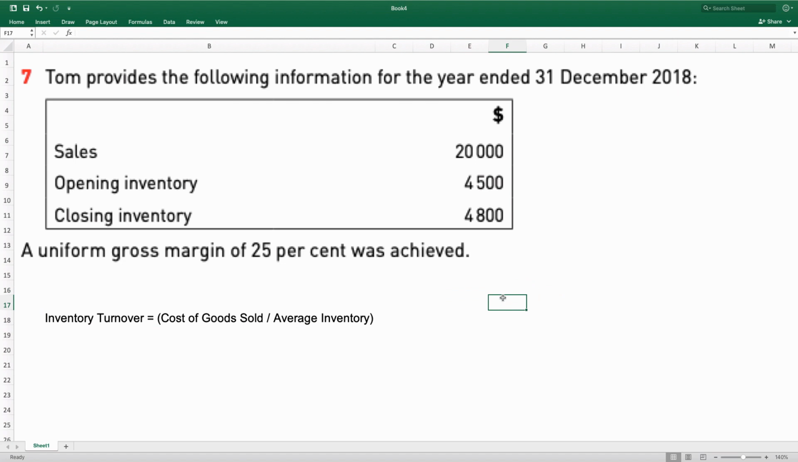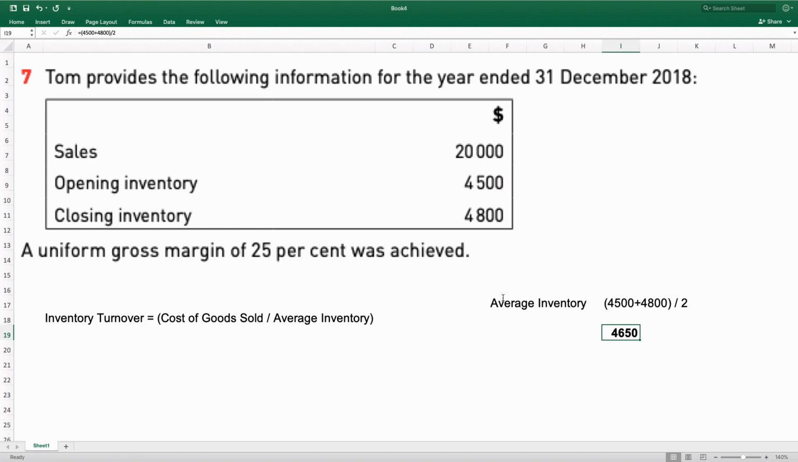So first I am showing how to calculate average inventory. Average inventory means opening inventory, what is the opening inventory? 4,500 plus closing inventory 4,800 divided by 2. So both you will add, opening and closing inventory, and divide it by 2. Then you will be getting what? Average inventory. If I solve this, 4,500 plus 4,800 divided by 2, the average inventory I got is 4,650.